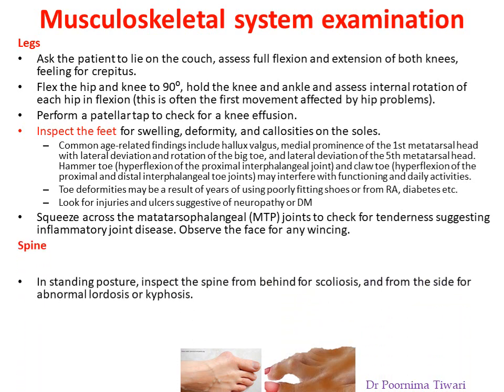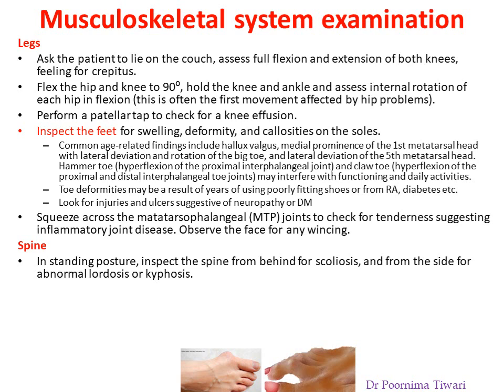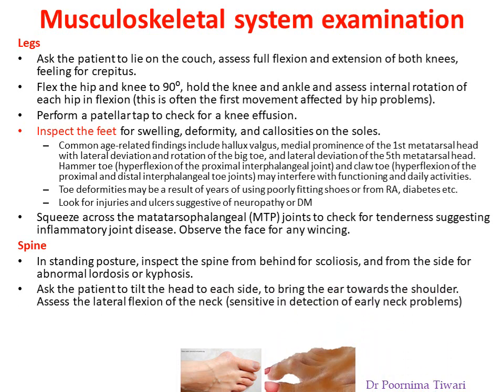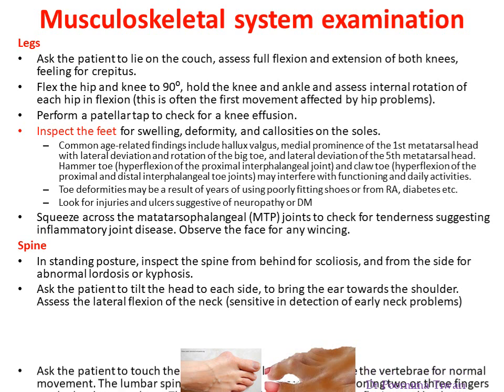Finally, examining the spine. In standing posture of the patient, inspect the spine from behind for any scoliosis. Inspect the spine from sides for any abnormal lordosis or kyphosis, since some lordosis and kyphosis is normally there. If any abnormal lordosis or kyphosis is present, ask the patient to tilt the head to the side so as to touch the ear with the shoulder. Assess the lateral flexion of the neck.